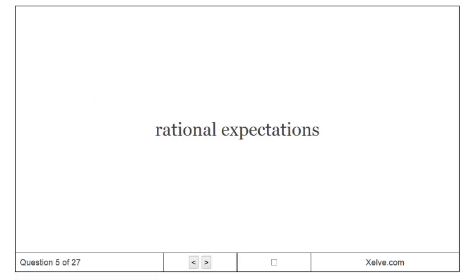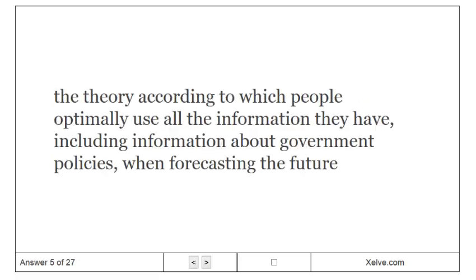Rational expectations. The theory according to which people optimally use all the information they have, including information about government policies, when forecasting the future.